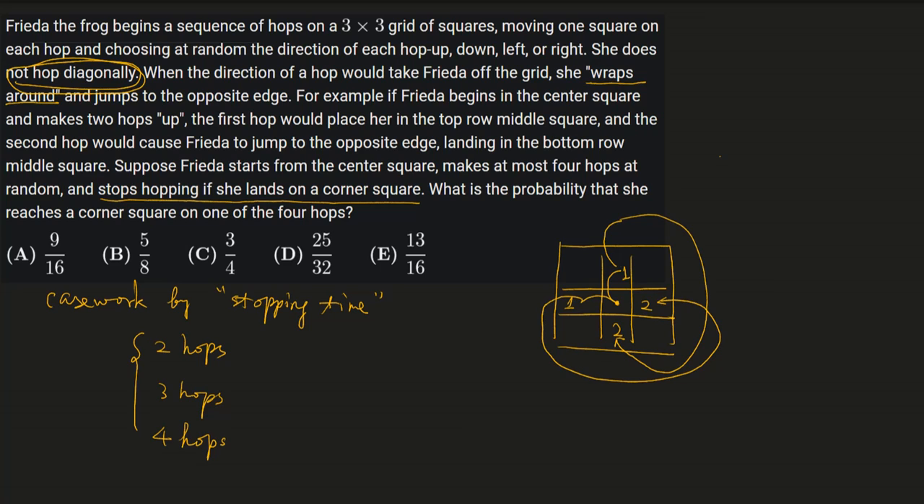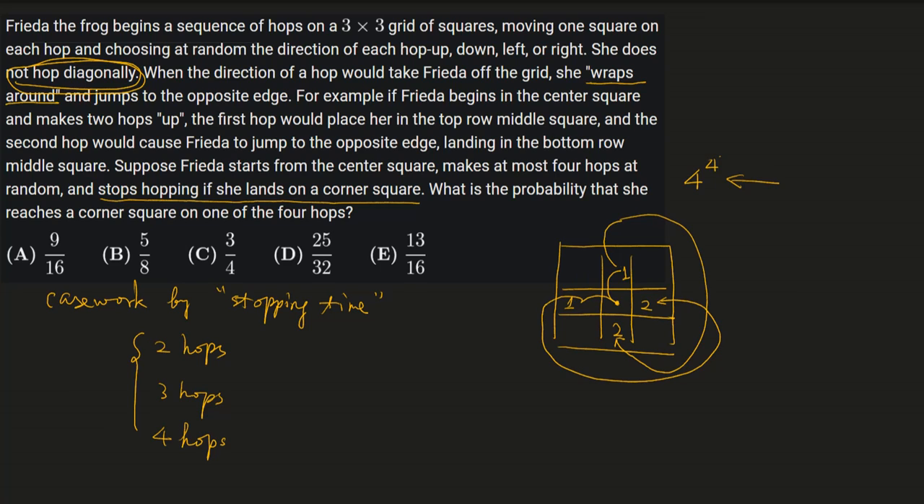Good. And before we do the counting for each of these 3 cases, we want to do one more thing. And that is the total number of ways that she can hop around in 4 steps. Since each step is independent of the others, and for each step she can hop in any of the 4 directions, up, down, right, or left. Therefore, the total number of ways that she can hop around in 4 steps is 4 to the power of 4, right? And this number will serve as the denominator in our probability.